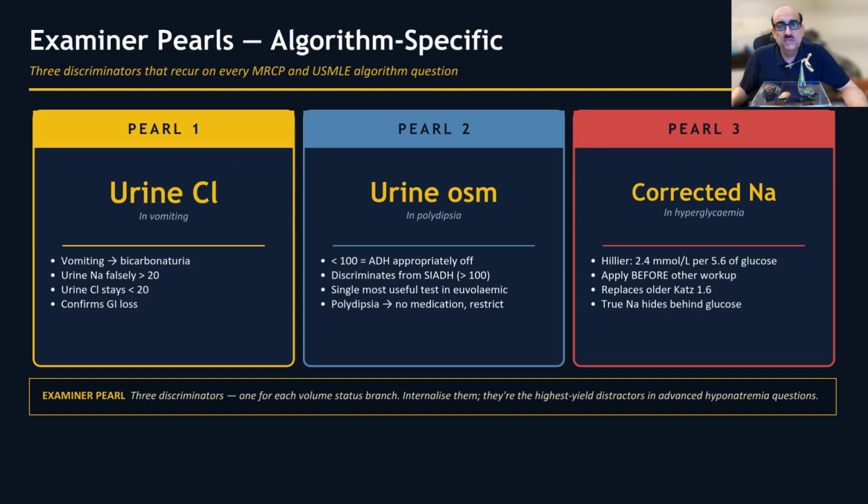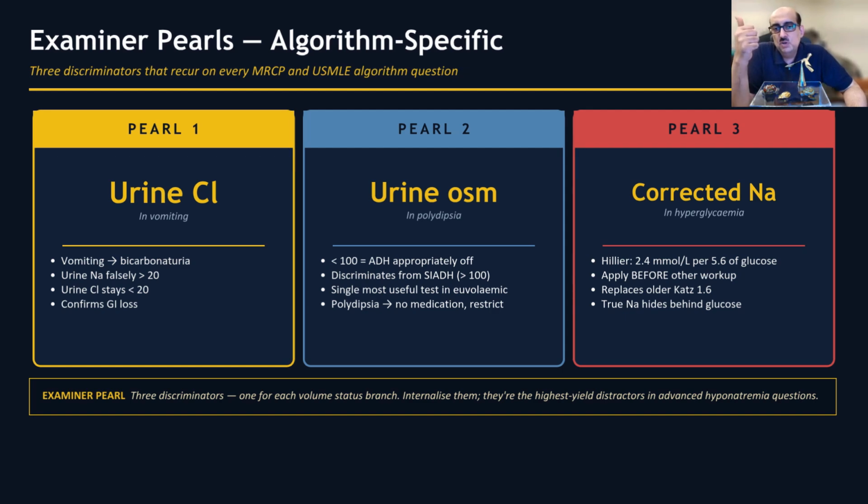Pearl number 1 is the urine chloride trap. With vomiting, you should never be confused by urinary sodium. Sodium should technically be low, but if it's above 20, this is a trap. So you cannot label it as renal etiology. It is still extrarenal, but it's the bicarbonaturia which is leading the sodium to go with it, and hence that leads to falsely raised sodium. So what is the confirmation test? It's urinary chloride. This confirms the GI loss.